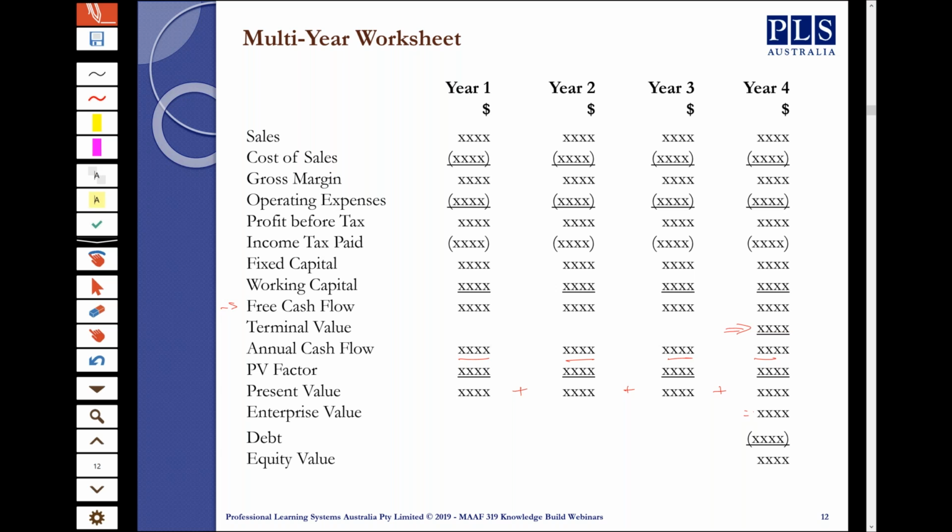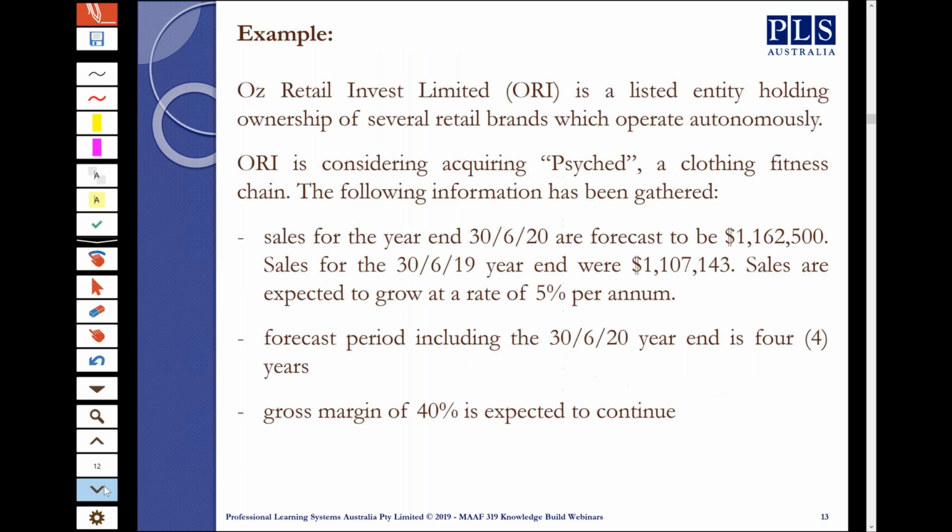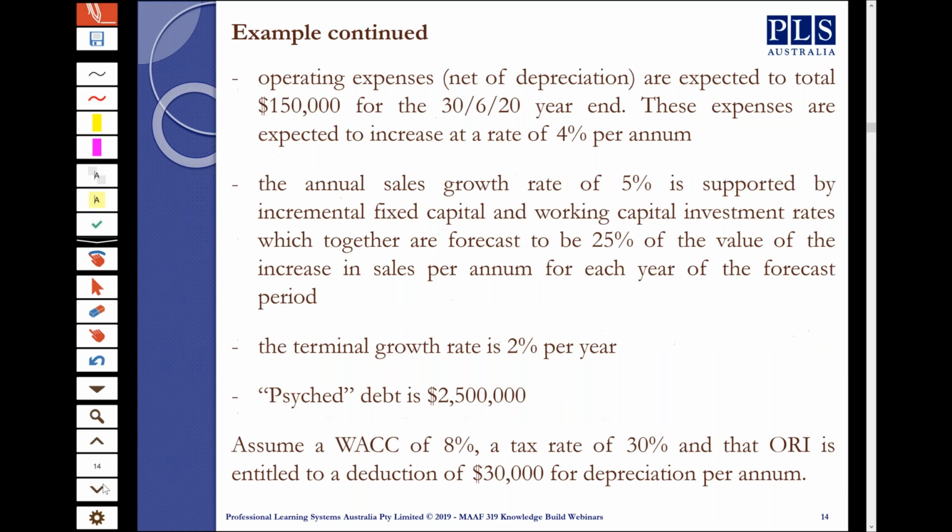Now again, looking at it like that may not mean a lot. So let's have a brief look at that. What you're looking at in this instance is taking the logic of Oz Retail considering acquiring Syked. They've told you Syked has sales for the year ended 30 June 20 forecast to be 1,162,500. Sales for the year ended 30 June 19 were 1,107,143. Sales expected to grow at a rate of 5%. Forecast period including the 30 June year end is 4 years. Gross margin of 40% is expected to continue. I've then given you other details about operating expenses, annual sales growth rate of 5%, terminal growth rate.